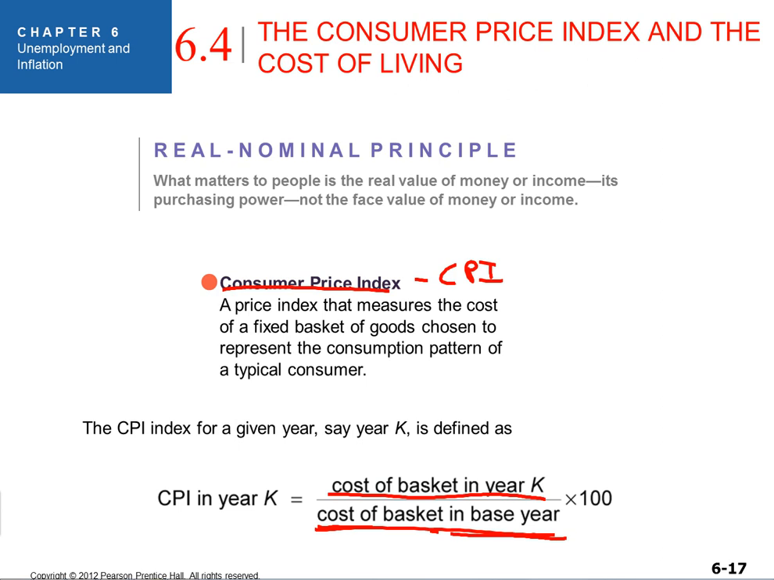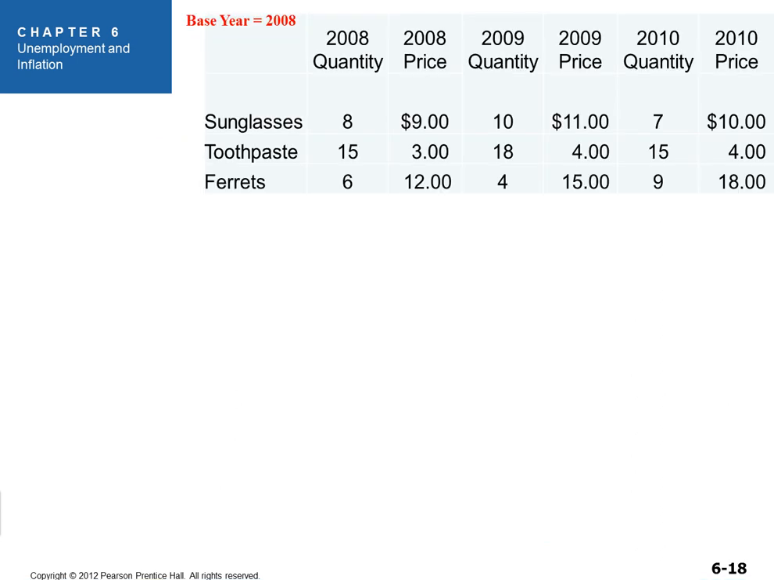So let's look at an example. I think that'll be easier to understand. Here we have 2008, 2009, 2010 for the prices of sunglasses, toothpaste, and ferrets. And all we're doing is just an example here. If I had to list out all the items that consumers purchased, it would be way too long for just an example. So let's do this one.